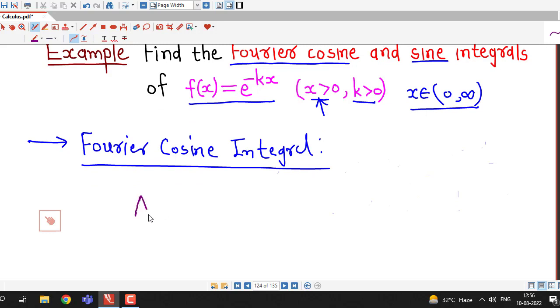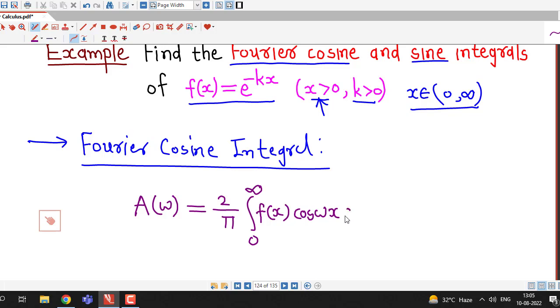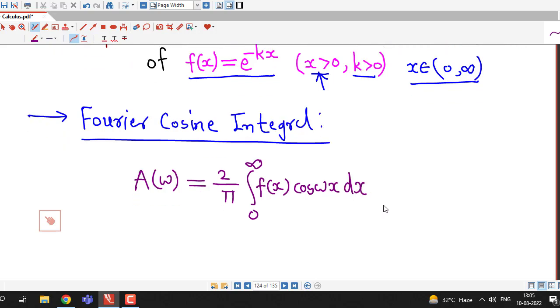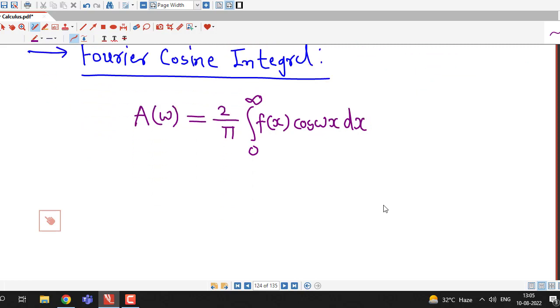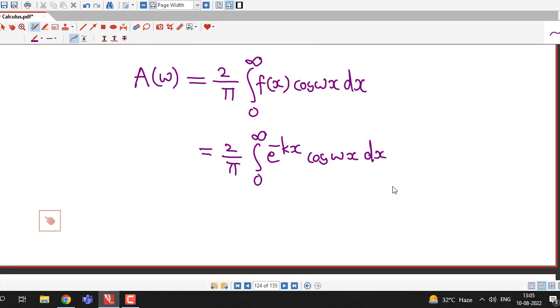and we have ready-made formula for A(omega). A(omega) is given by 2 divided by pi integral from 0 to infinity f(x) cos omega x dx, and then we substitute value of f(x) and we integrate from 0 to infinity. f(x) is e raised to minus kx. So in the next step we put f(x) equal to e raised to minus kx, and then we have ready-made formula for this type of function, which is product of exponential and cosine function.